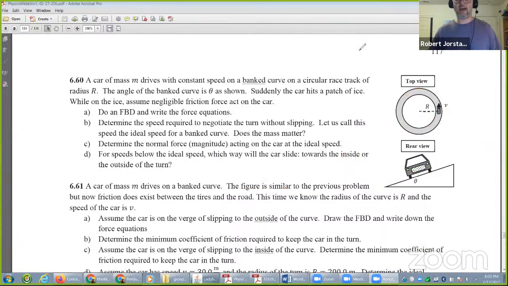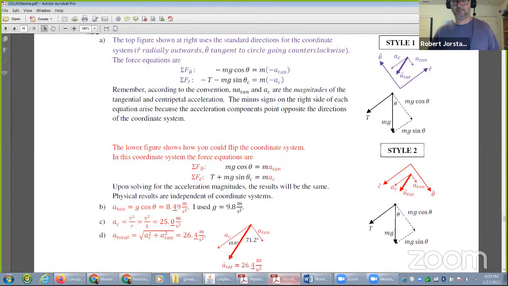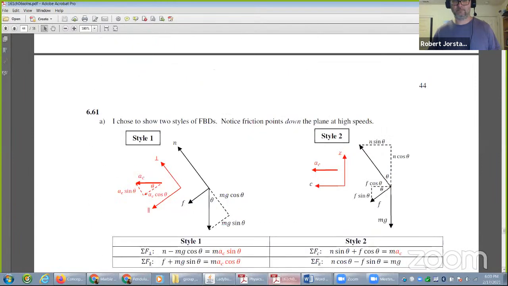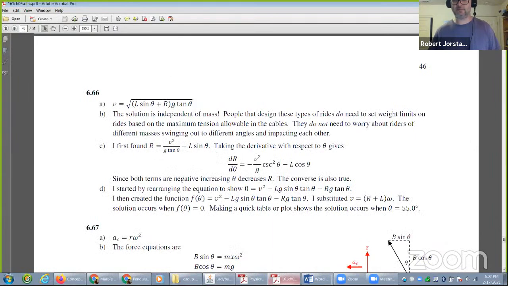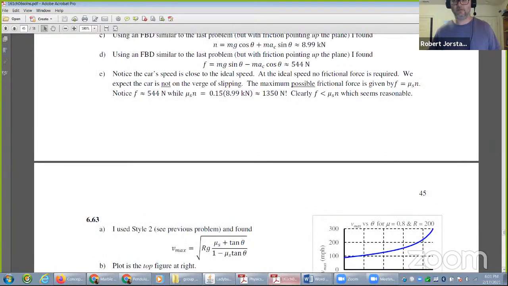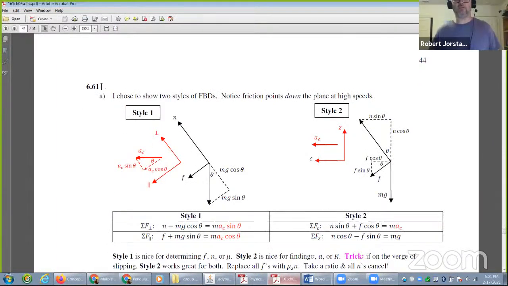Whoa. And in fact, I'm going to kind of foreshadow this. What if you add in friction in the next problem? Let me show you something. Which problem was that? 6.61? Yeah. 6.0. So notice this is actually 6.1 where I added in the friction. And I just wanted to show you, here are two common styles. And they both have advantages, as you can see under here.